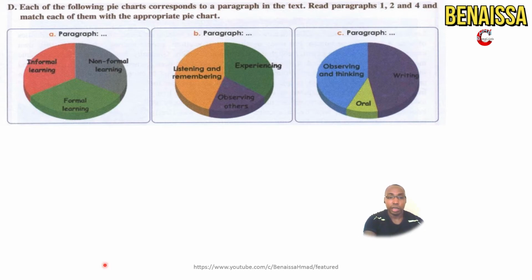Let's move to each of the following charts corresponding to a paragraph in the text. Read paragraphs 1, 2, and 4 and match each of them with the appropriate chart. We try to connect paragraphs 1, 2, and 4 with one of these charts, because each chart describes one paragraph.